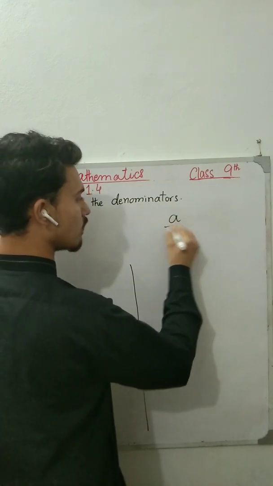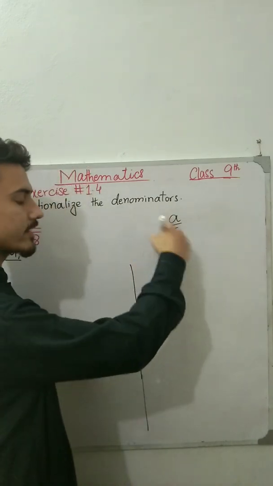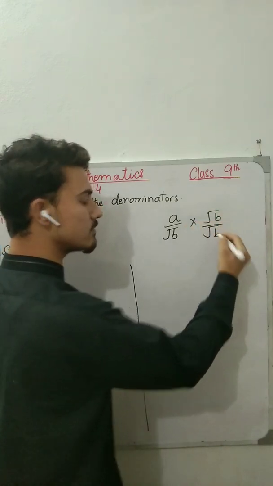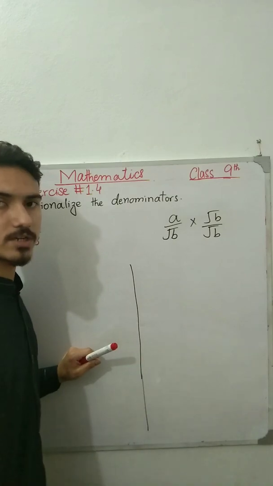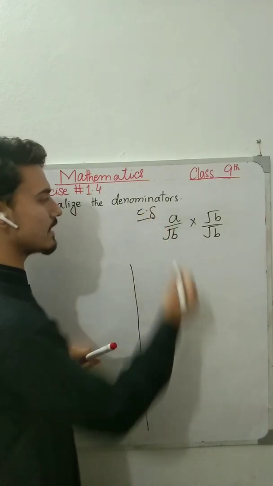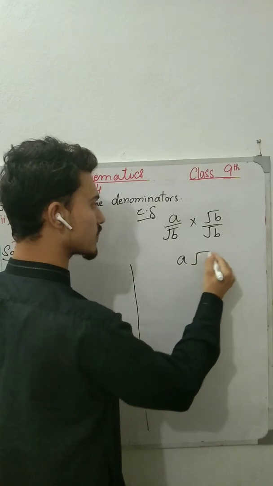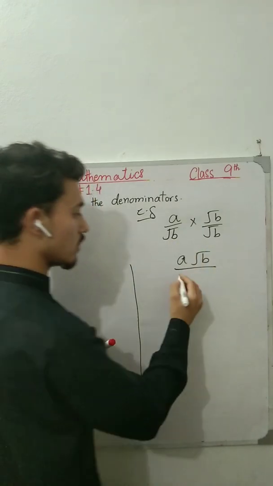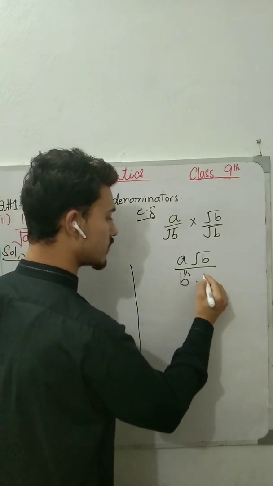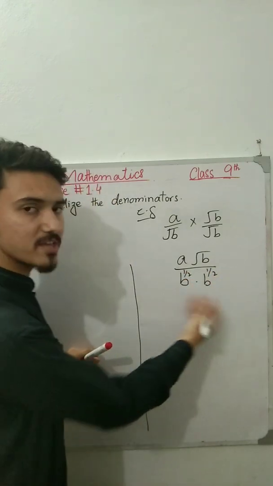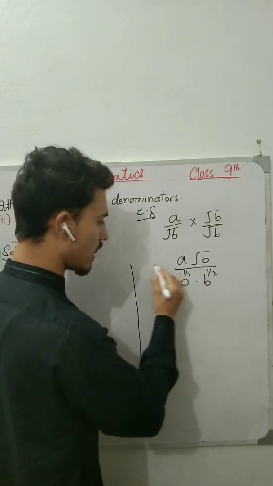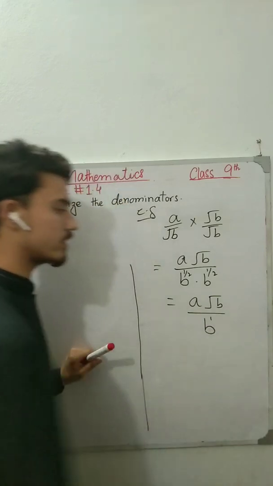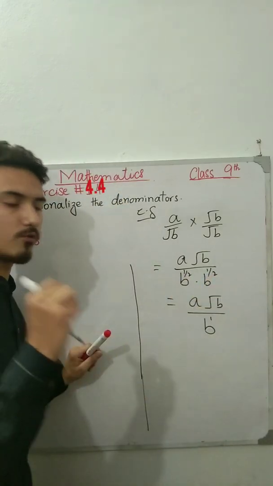Suppose I have a over square root of b, a radical value. What should I do? Just multiply and divide with a similar value. This process is known as rationalization. This is the general example. What happened? A into square root of b, square root of b into square root of b. It means b to the power 1 over 2 into b to the power 1 over 2. Whenever the same bases multiply, the powers will be added. I got a into b over b to the power 1, because half plus half gives you 1.